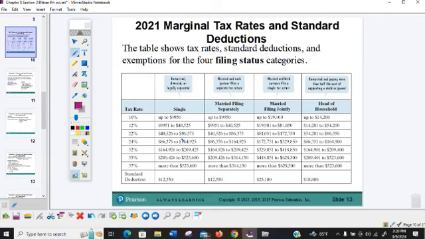Okay, in this example, we're going to look at marginal tax rate and standard deductions. So here's a table that shows tax rates and standard deductions. There are four ways you can file. You can be single, which means you're unmarried, divorced, or legally separated.